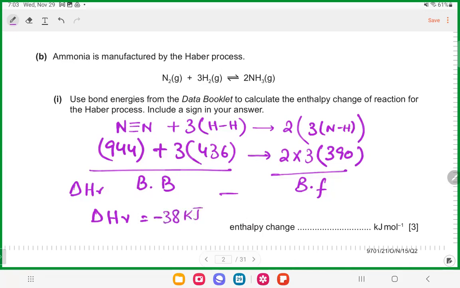-88 kilojoules per mole. Okay, whatever it is, the method is same. Just plug in all the values in a calculator. -88. गुड. सही है, कर लोगे इस तरह के question, हो जाएंगे.